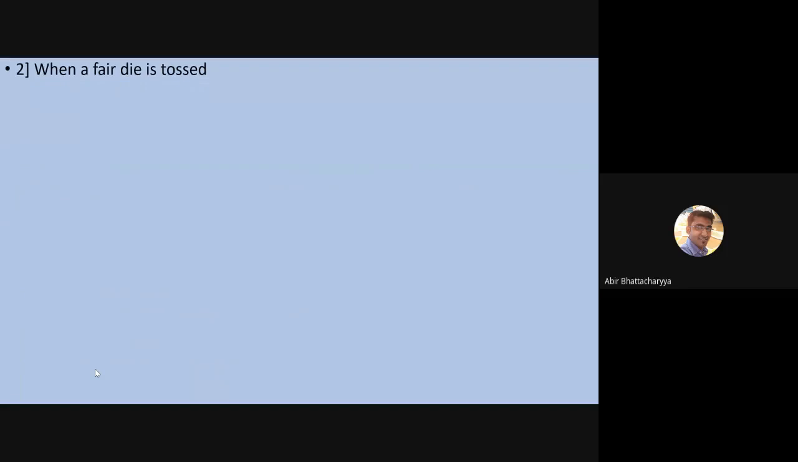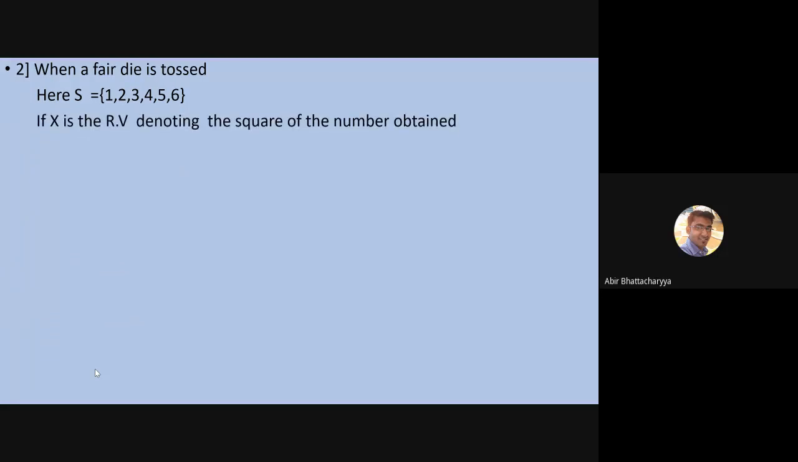Okay. Now the second case is when a fair die is tossed. A die has a total of 6 faces, right? 1, 2, 3, 4, 5, 6. So this is the sample space. X is a random variable denoting the square of the number obtained.